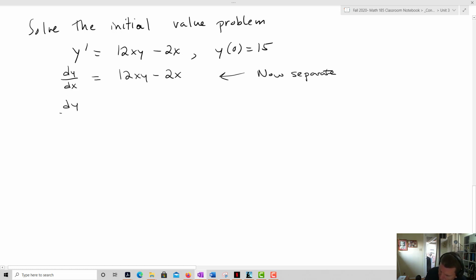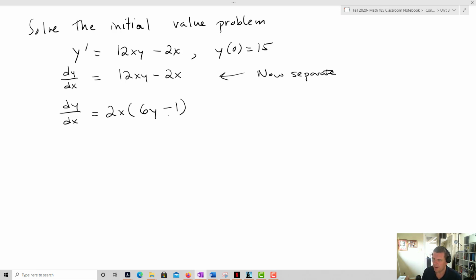So this now gives me dy dx, and I'll factor out a 2x. It gives me 2x times 6y minus 1. So now my x's and my y's are separated by multiplication, which is good. They don't separate by division, by addition or subtraction. We want to separate them by multiplication. So now I'm going to really separate them. This is going to give me dy over 6y minus 1 is going to equal 2x dx.